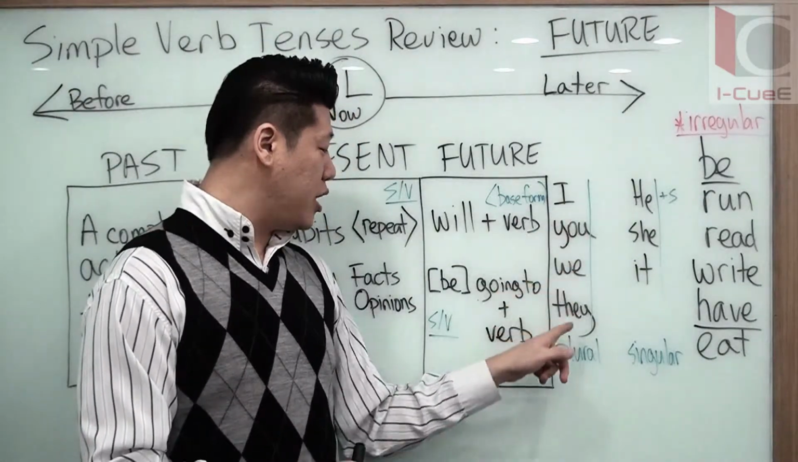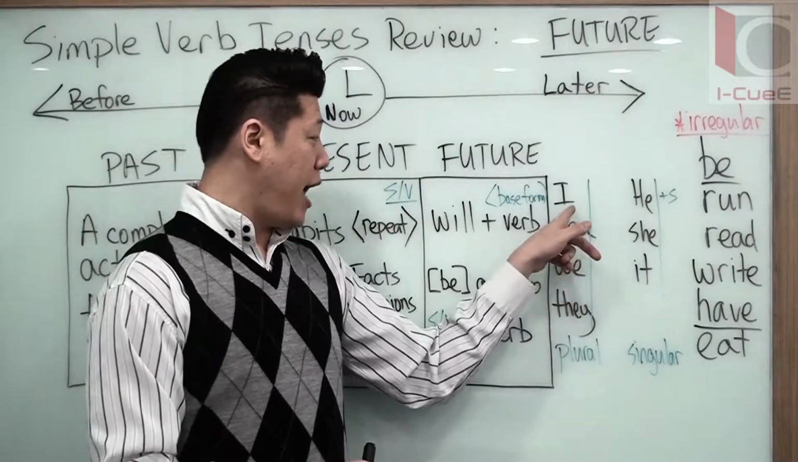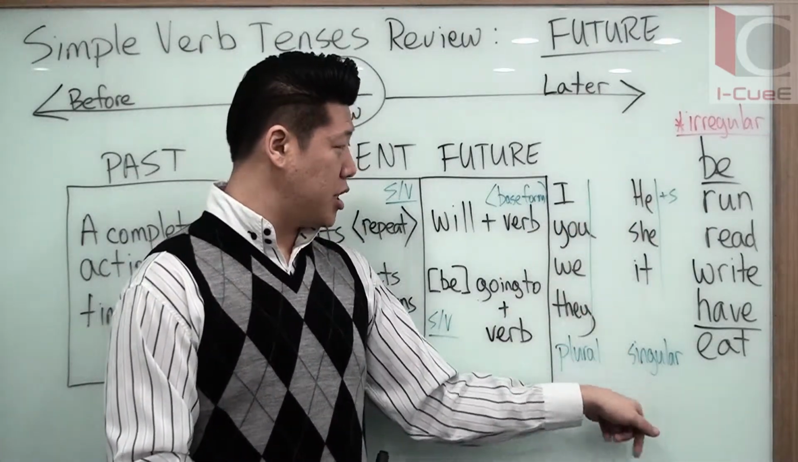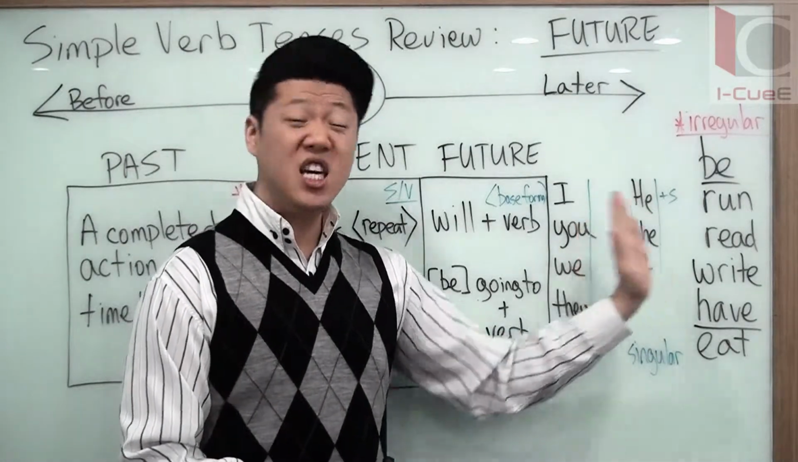So I, you, we, they are your plural subjects. So here, I am, you, we, they are. He, she, it are your singular subject pronouns. So we have to use he, she, it is.